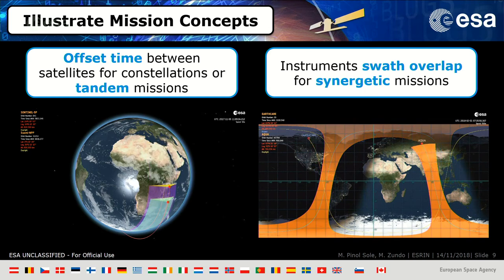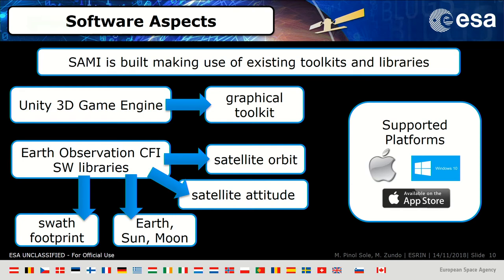I've more or less covered a few examples of use cases, and now let's talk about the application itself. This is the software aspects. Quickly, we are reusing things because we like to reuse existing toolkits. So the main graphical toolkit is the Unity game engine. And for the orbit and the swaths and the moon and the sun calculations, we use software libraries called the Earth Observation CFI, which are also developed in our section.